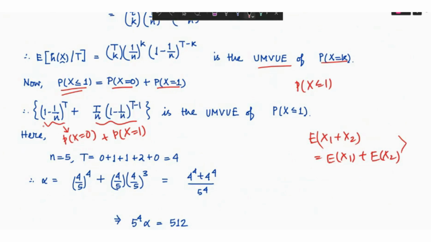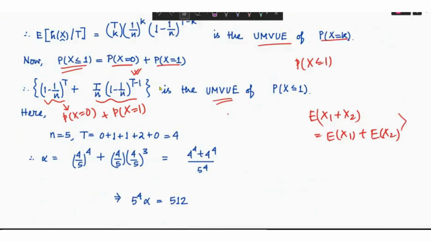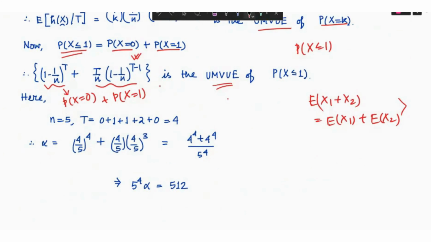Now to prove that this has the minimum variance, we can simply use the Lehmann-Scheffe theorem. That is, this is a function of T, which is a complete and sufficient statistic, so an unbiased estimator based on a complete and sufficient statistic is the UMVUE. So we get (1 minus 1 by n) whole to the power T plus T by n into (1 minus 1 by n) whole to the power T minus 1 is the UMVUE of probability of X less than or equal to 1. So putting all the values, n equal to 5, capital T equal to summation Xi, that is 0 plus 1 plus 1 plus 2 plus 0 equal to 4.